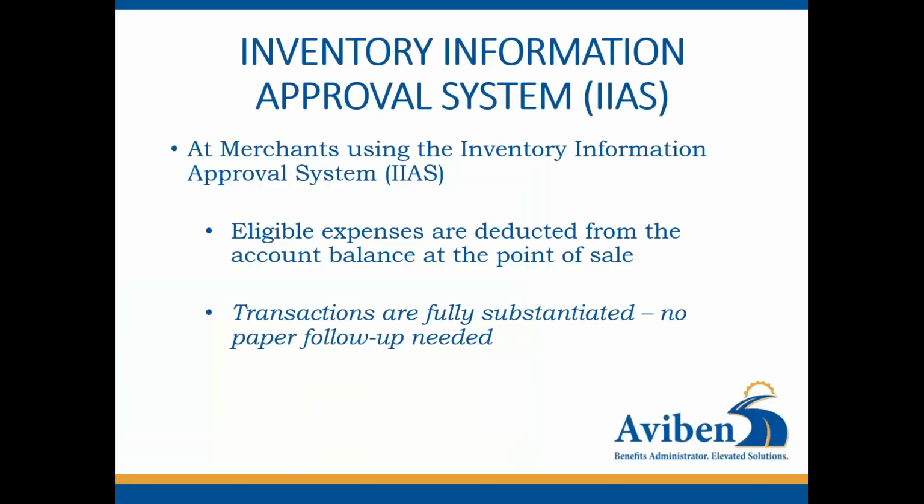So the Inventory Information Approval System, or IIAS, is going to be your bigger box stores. Eligible expenses are deducted from the account balance at the point of sale, and then transactions are actually fully substantiated on this, meaning that we will not need a receipt. But unless you are 100% sure that this is an IIAS system, please keep the receipts just in case paper follow-up would be needed.